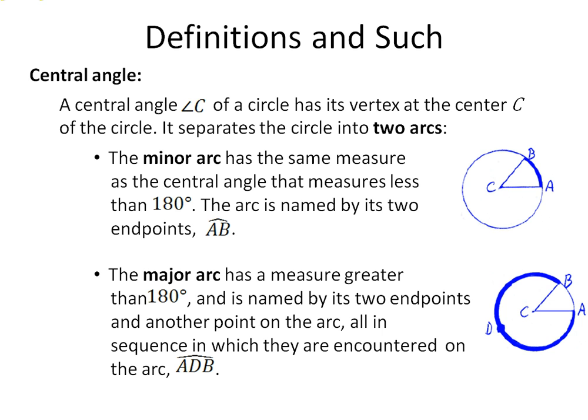If you start at A, go in the direction of D, and continue on to B. Okay, that's what this means. Arc ADB means to start at A, go towards D, and continue on to B.